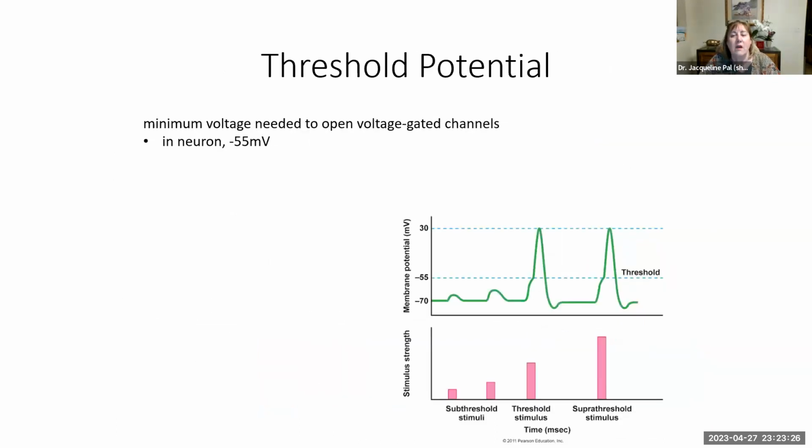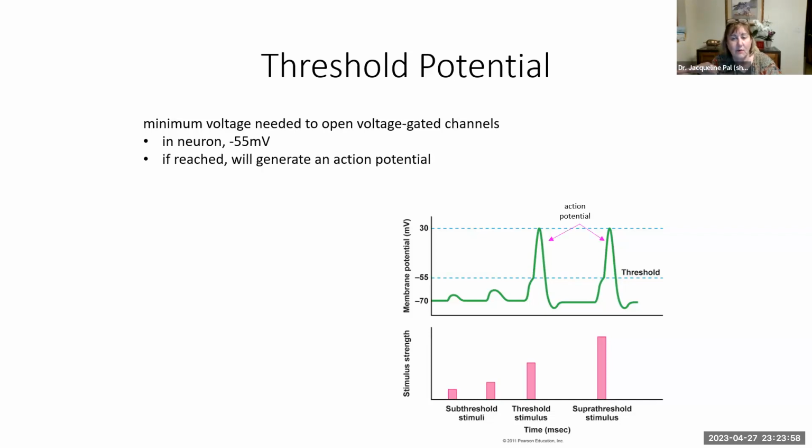All right. So I mentioned a moment ago the threshold potential. So what is a threshold potential? Well, in the neuron, let me just give you a number, it's minus 55. So what does that mean? If the resting membrane's at minus 70, it means somehow that membrane has to depolarize 15 millivolts, 15 up to minus 55. And at minus 55, that's where you can get an action potential. If it doesn't, you won't.